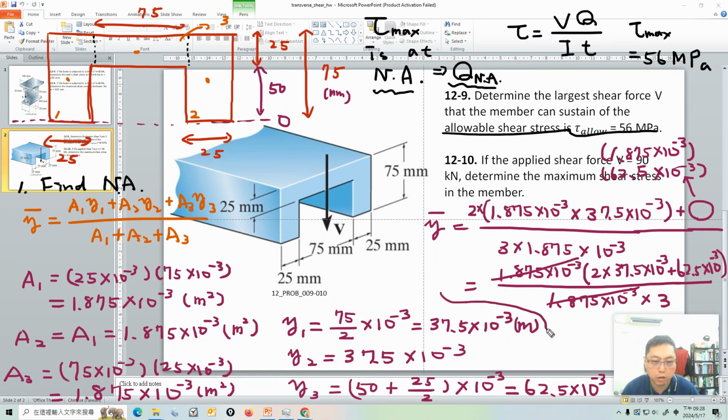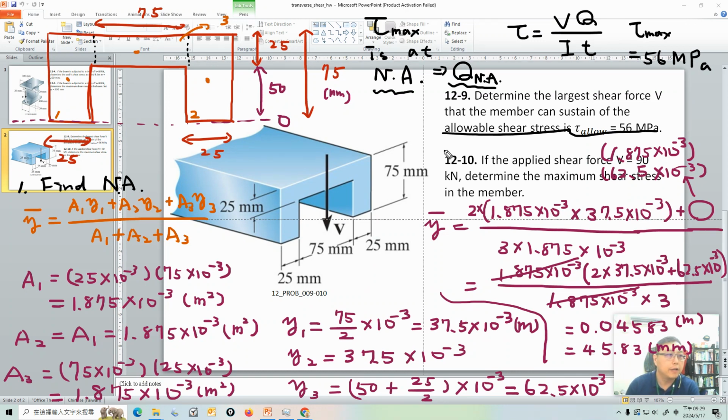I don't have space here. So it's easy to use a calculator. So it will equal to, let me see, okay, 0.04583. Right, but it's meter. So it's equal to 45.83 millimeters. Okay, so we determine the position of the neutral axis is 45.83 millimeter.